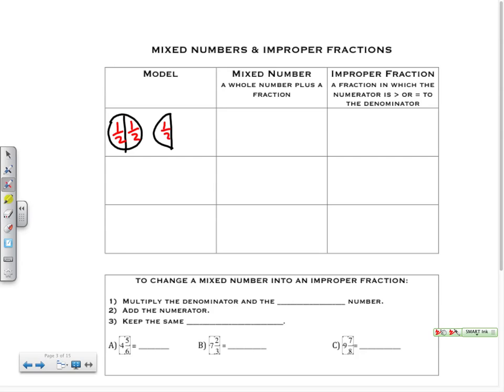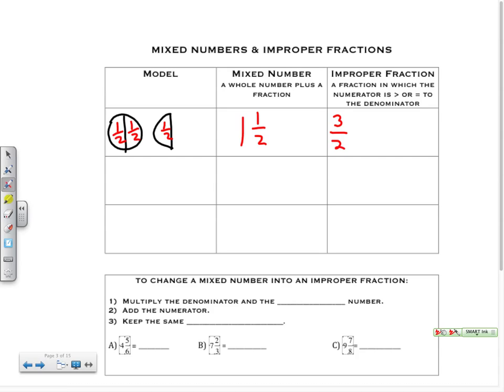A mixed number means it's a whole number plus a fraction part. So in this case, we have one whole, the half plus the half, plus that other half. So 1 1/2. If we counted all the halves, we would count 1, 2, 3, 3 halves. That's an improper fraction. 1 1/2 and 3 halves represent the same value. If you look at the model, they're the same thing.